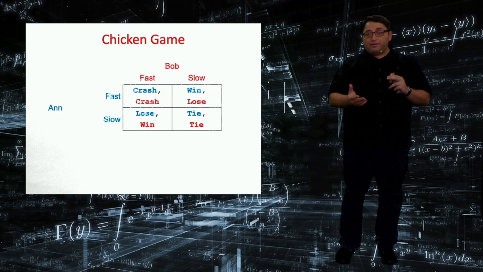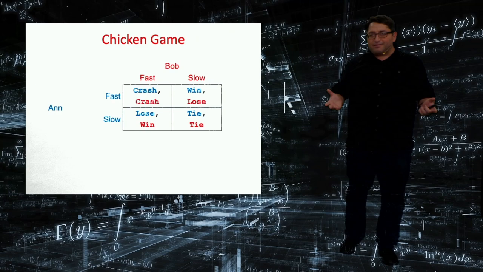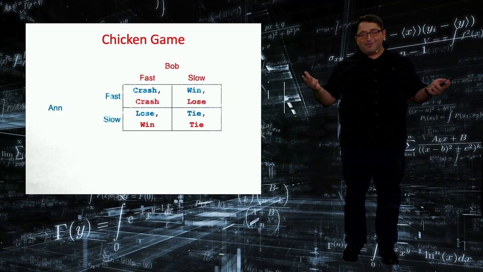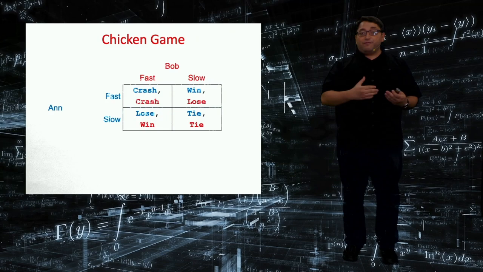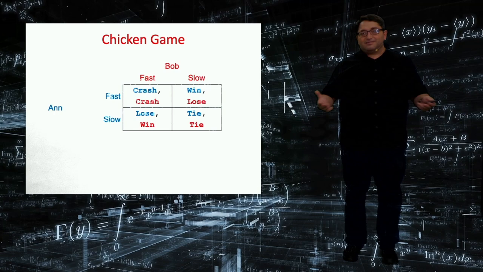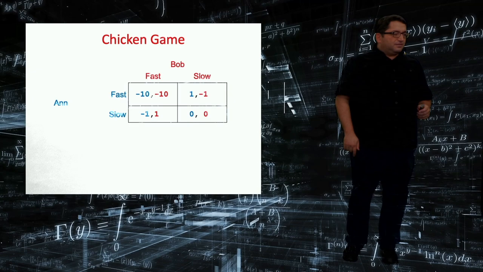If one of them goes slow and the other fast, the fast one feels better. He wins that interaction. Okay, not a big utility maybe, but he is not chicken. The other driver slows down. He is more scared. That's why the game is the chicken game. So nobody wants to be a chicken. So if both of them chicken out, like they go slow, then we don't have a chicken because it's going to be a tie.